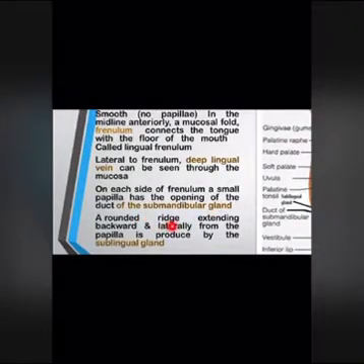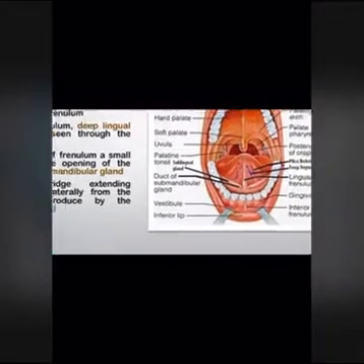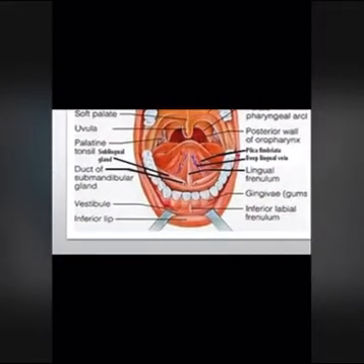A round ridge extending backward laterally from the papilla is produced by the sublingual gland. You can see on this picture the sublingual gland, and this is the duct of the submandibular gland. This is the lingual frenulum, connecting the tongue with the floor of the mouth, and this is the deep lingual vein.